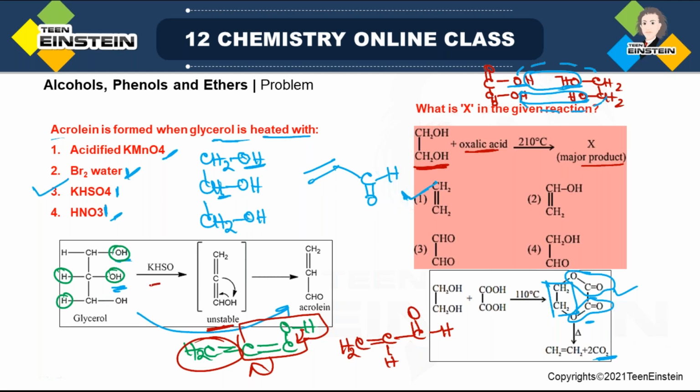It is as if 2 water molecules are removed. You are getting 2 C=C double bonds, but one C=C double bond together with this OH is actually an enol. So keto-enol tautomerization will take place and it will be converted to an aldehyde, and this is known as acrolein. So KHSO4 is the correct option.